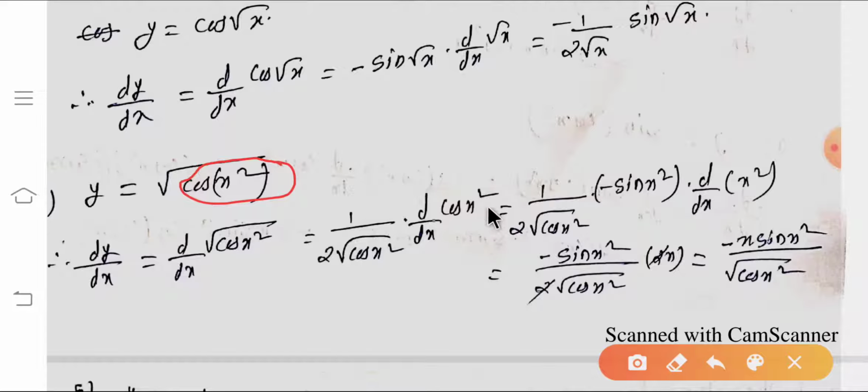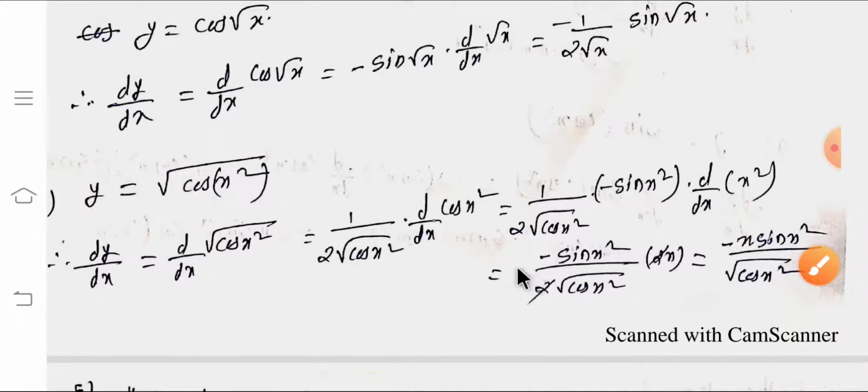We have already defined how to find the derivative of sin x square. Similar term comes, 1 by 2 root cos x square. What is the derivative of cos x square? The derivative of cos x is minus sin x square. Again this is x square, into the derivative of x square. The derivative of x square is 2x. That is minus sin x square by 2 root cos x square, times 2x. The 2 gets cancelled, that is equal to minus x sin x square by root cos x square. Hence the solution.